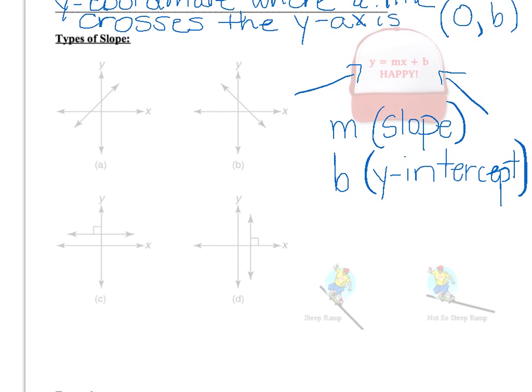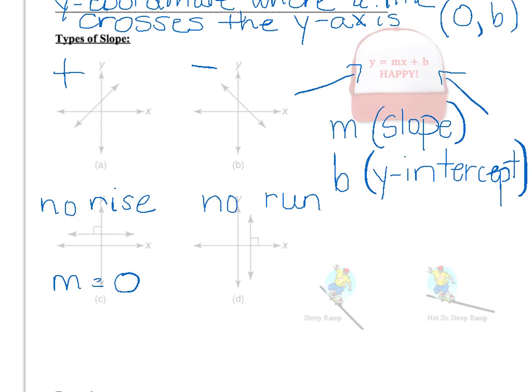And to review, we have a few different types of slope here. We have a positive slope, and we talked about that as looking at a line from left to right. We're going uphill, so we have a positive number. And if we're looking at a line from left to right and it's going downhill, then we have a negative slope. If there's no rise, then we have a slope of 0, m equals 0.